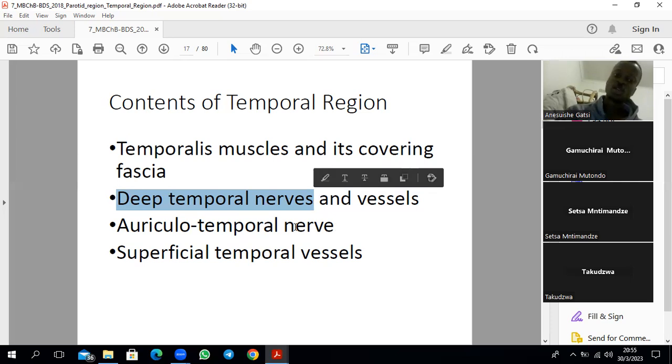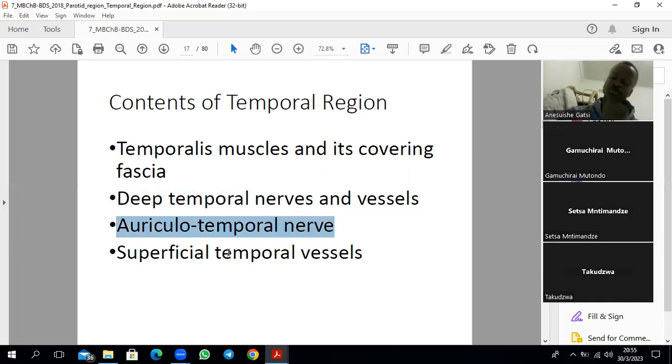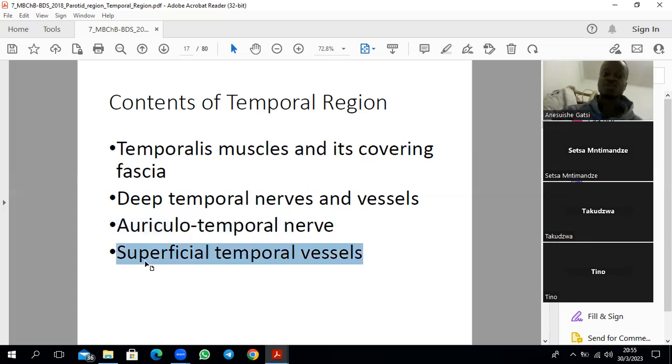Then I have auriculotemporal nerve, which basically gives sensory to the skin of the temple, as well as the ear, because auriculo means auricle of the ear. This is the same auriculotemporal nerve that I said yesterday would carry parasympathetic fibers from the otic ganglion to the parotid gland. We'll see that shortly again when we do parotid. Right. Then I also have superficial temporal vessels.